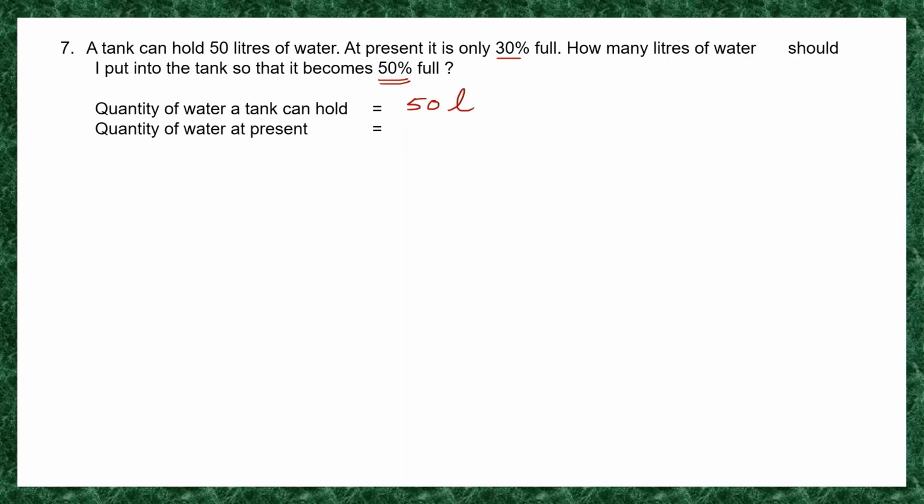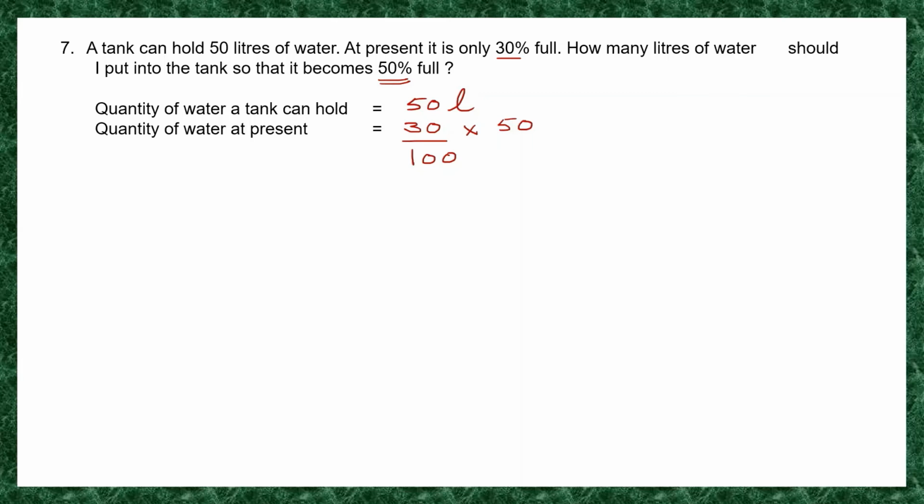Now, quantity of water at present. We know the percentage of water at present. Let's find the quantity. To find the quantity, we take the percent, 30%, that is 30 by 100. When you multiply it with the quantity of water a tank can hold, that is 50, we'll be able to find out how much water is there at present.